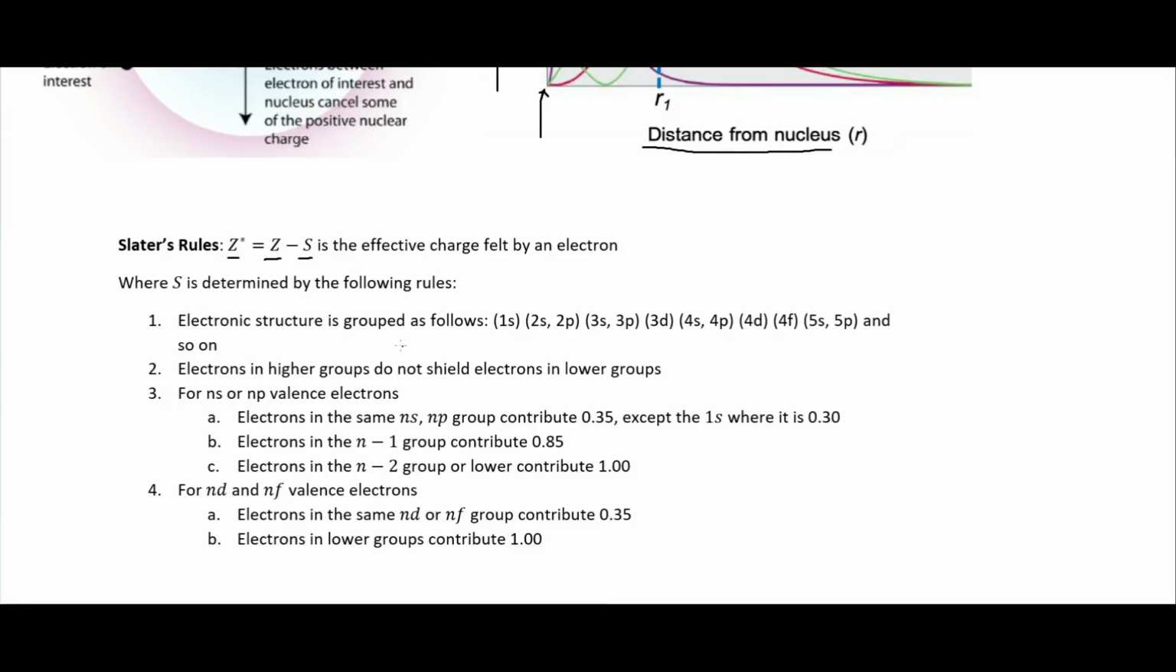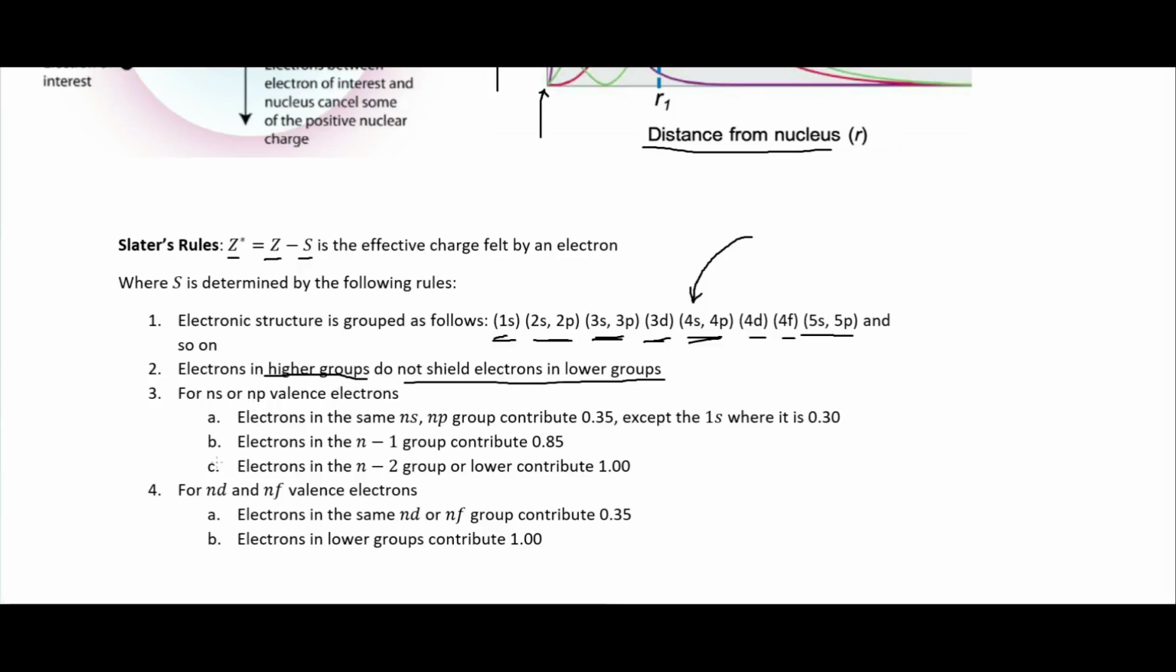The electrons are grouped like this. The 1s, the 2s, and the 2p are together, the 3s and 3p, the 3d by itself, then the 4s and 4p, 4d, 4f, 5s, 5p, and so on. Electrons in higher groups do not shield electrons in lower groups. So, for instance, if we want to look at the shielding that a 4s electron feels, we would only consider this group, this group, this group, this group, and this group, even if there were higher groups.